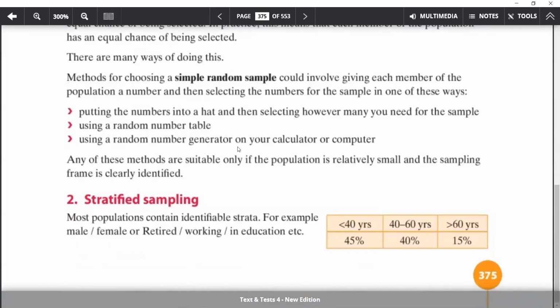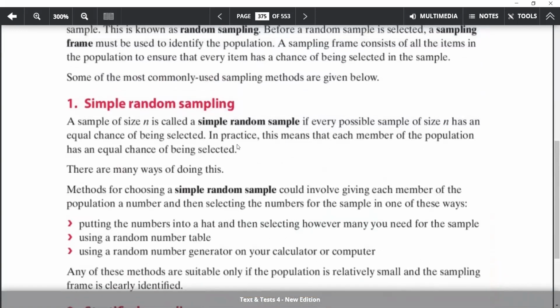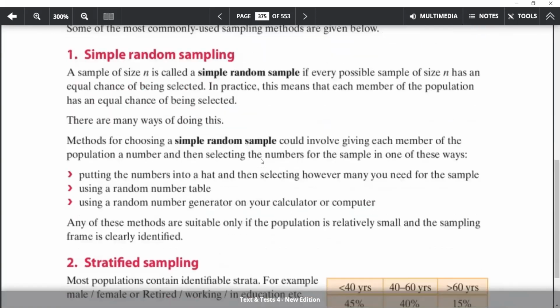This is what you're aiming for, the simple random sample, but actually that's a very hard thing to do. If this was everyone in Ireland, you're not going to get every single name in Ireland, write them on a piece of paper and put them in a hat. That's a very hard thing to do.